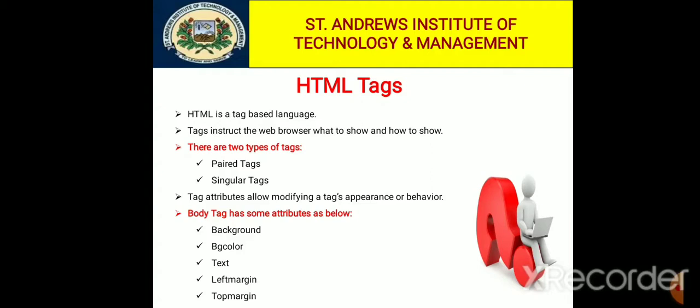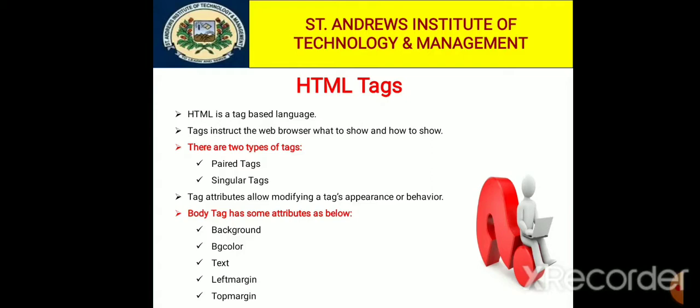Okay. Now tag attributes allow you to modify a tag's appearance or behavior. Basically, they provide additional functionality to tags. Attributes are always specified in the start tag, not in the end tag. Now I am talking about the body tag and its attributes. The body tag forms the body of an HTML page. The body attributes are background, bgcolor, text, leftmargin, topmargin, etc.